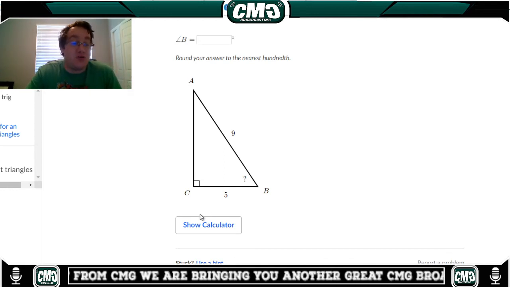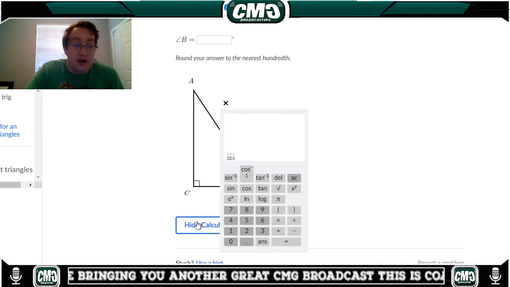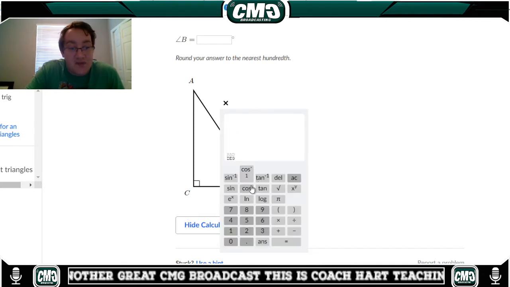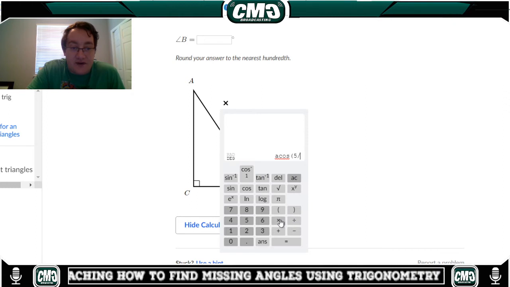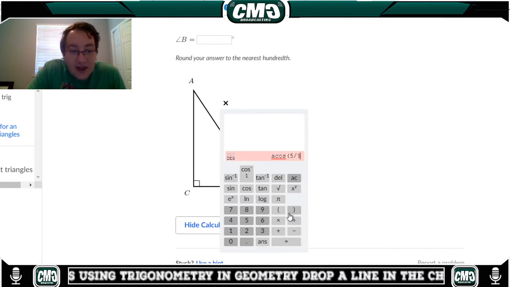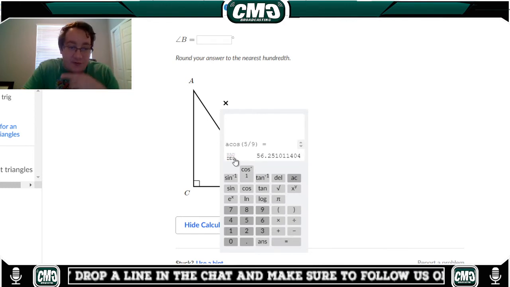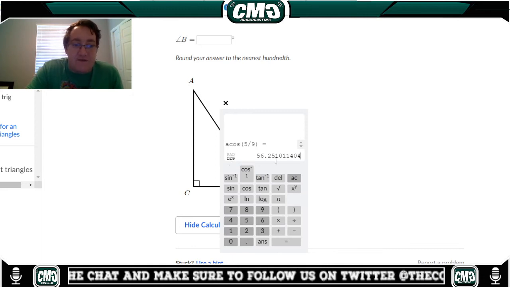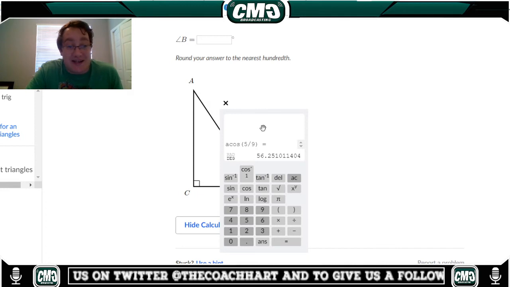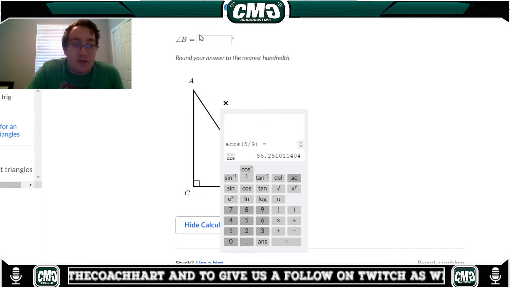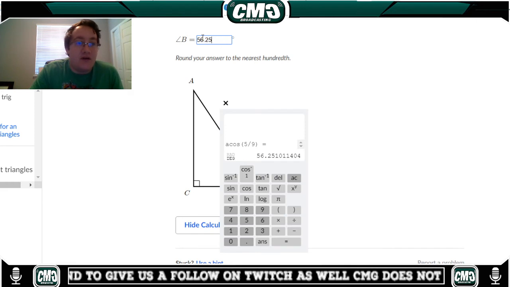So we have the A and the H, so we have to do the cosine here. Now, since it's the cosine of 5 over 9, remember we're going to use the inverse cosine. So we're going to hit inverse cosine, and we get A cos as well. 5 divided by 9. And apparently we need to close out our parentheses there. Make sure we are in degrees mode. We are in degrees. So we get 56.251. We're going to the nearest hundredth. So that's the second decimal place. So 56.25 for that one.